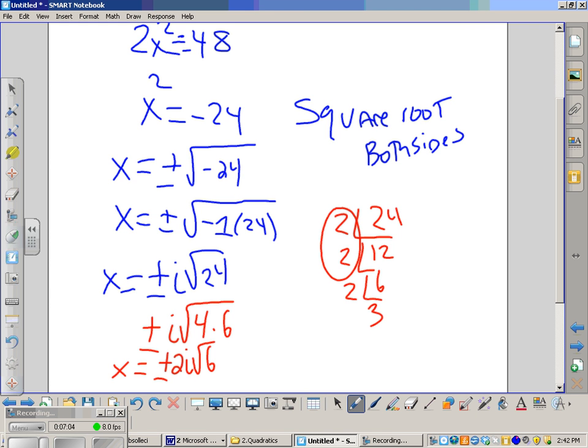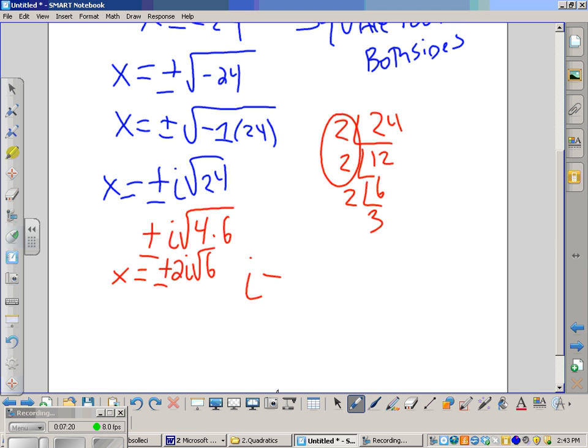X equals plus or minus 2i root 6. I should point out here, even though we're going to come to it in a second, let's make the i chart. i squared is negative 1. i to the third is negative i. And i to the fourth is 1. We're going to get to that in a second, but that will be important. I know on the SATs, if you're asked a question with i or SAT 2s, they always tell you i squared is negative 1.